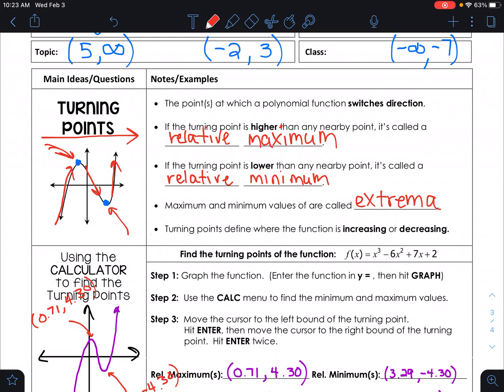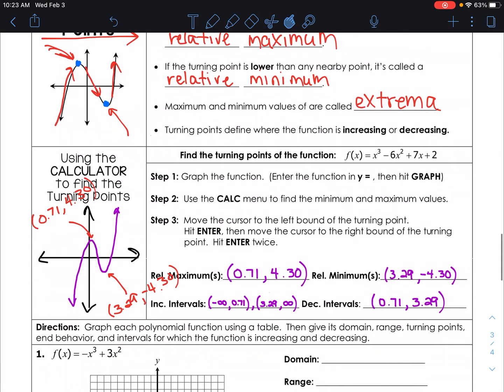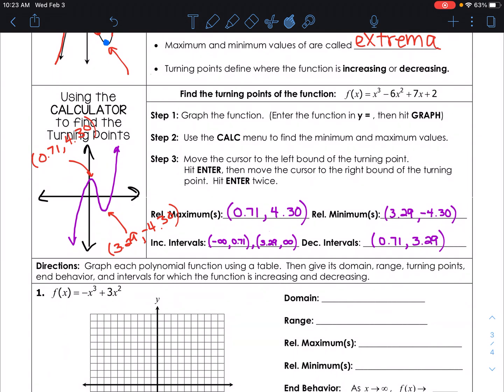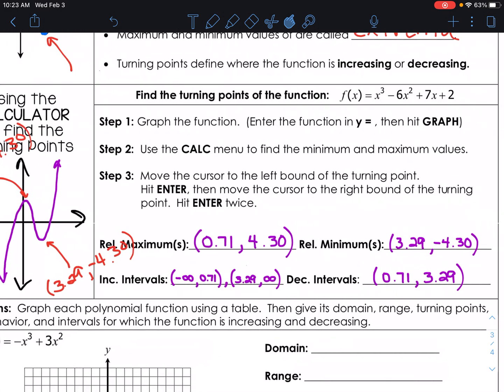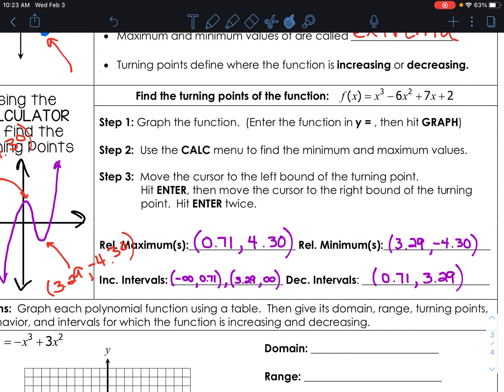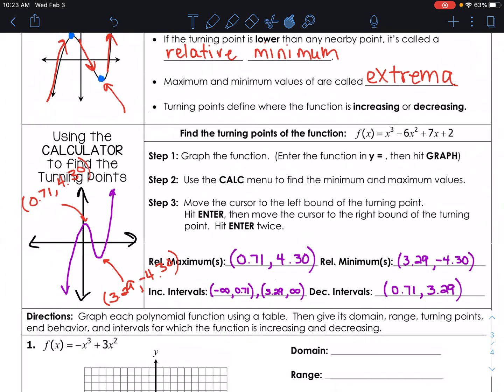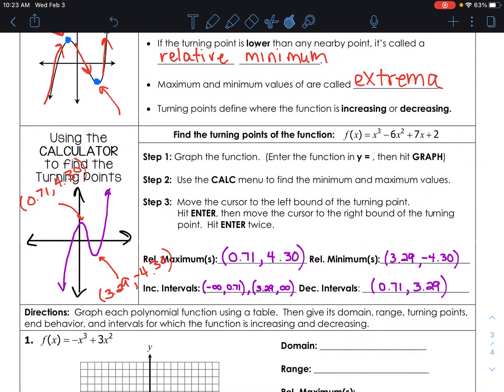So turning points define where the function is increasing or decreasing. I kind of talked about that already. So how does this work? In this section, find the turning points of the function x cubed minus 6x squared plus 7x plus 2. I don't want to go through this whole thing, but these are the steps, and I'm going to show you how to do that. If you want to come back and look, you have this video, but these are also the steps.